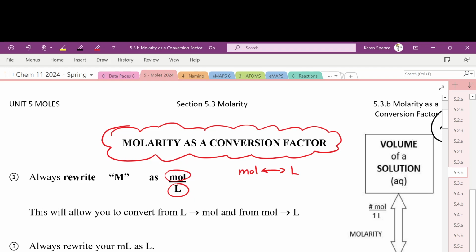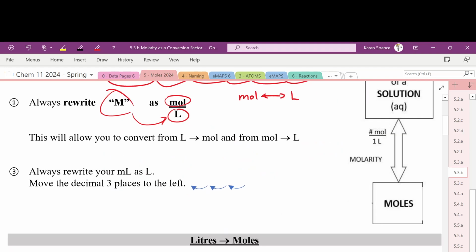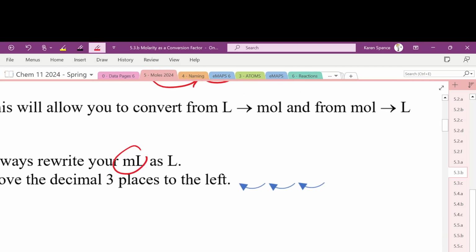When we're using molarity as a conversion factor, you never want to write it as just capital M. You're always going to change it to moles over liters so that you can convert between moles and liters. And you're always going to rewrite your milliliters as liters, and you can just move your decimal place 3 places to the left to convert.